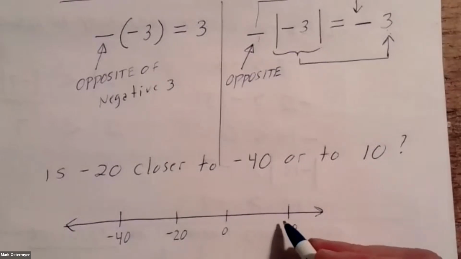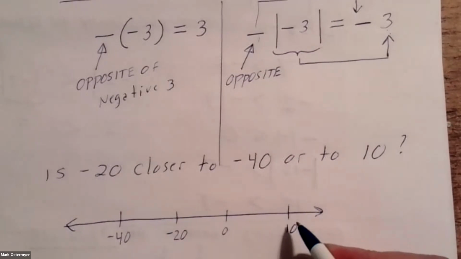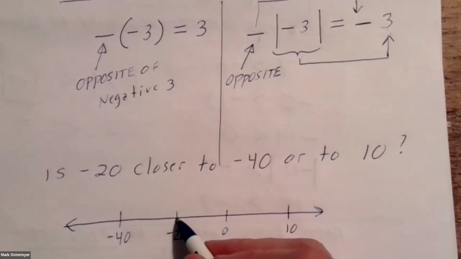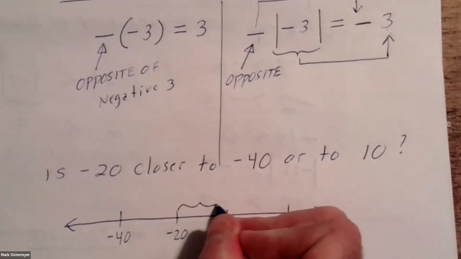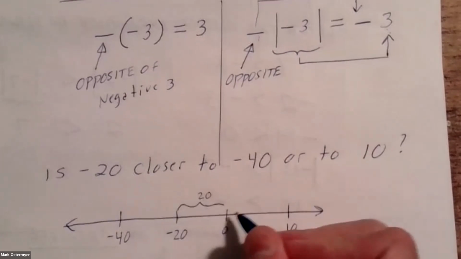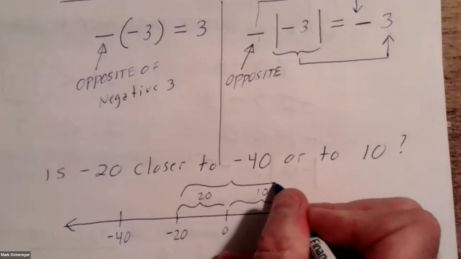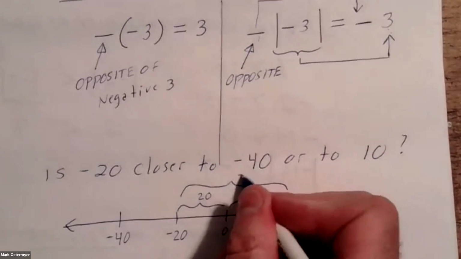Okay, now how many units are in between -20 and 10? What's the distance between -20 and 10? Well, to go from -20 just to 0 is 20 units. Do you agree? That's 20 units. And then from 0 to 10, that's 10 more units. So what's the total distance between -20 and 10? The total distance is 20 plus 10, or 30 units away.